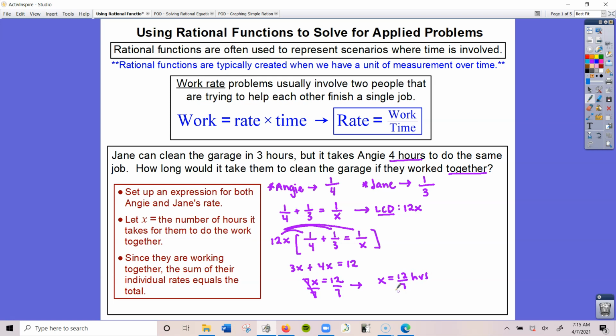But of course, we don't really talk like this, right? We don't say, oh yeah, it took me 12 over 7 hours. We actually would divide it. If you divide 12 by 7, what you would get is about 1.7 hours. So this is how long it would take them to clean the garage together. Let's try a couple more examples.